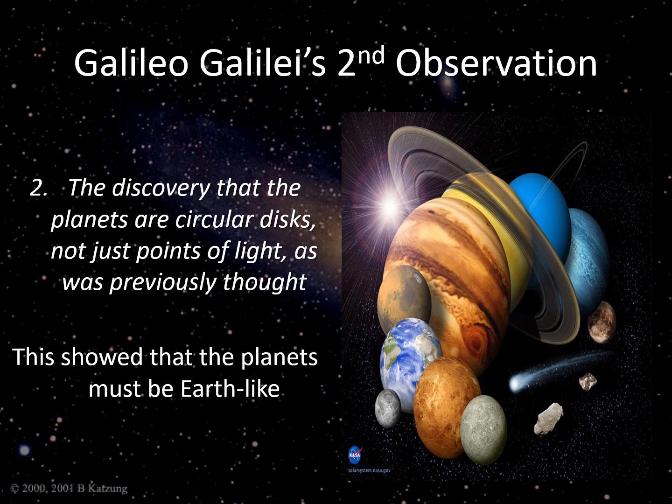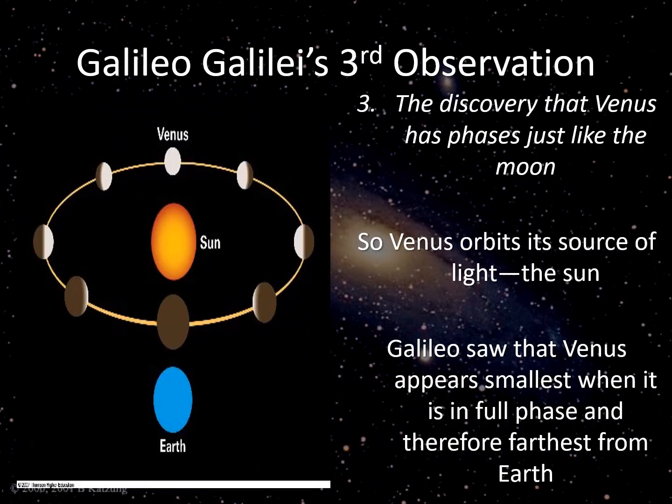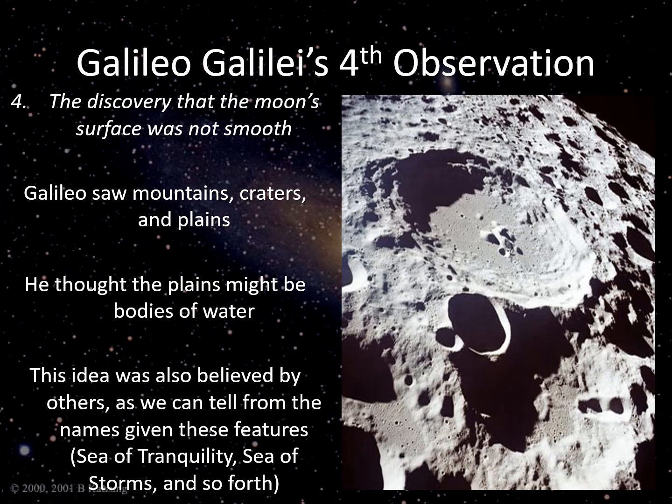Second, the discovery that planets are circular disks and not just points of light, as previously thought. This showed that the planets must be Earth-like as well. And third, he discovered that Venus has phases just like the moon, and so Venus orbits its own source of light, the sun. Galileo saw that Venus appears smallest when it's in full phase and therefore is farthest from the Earth. He also discovered that the moon's surface was not smooth. He saw mountains, craters, and plains, which can all be seen today with a normal telescope if you have one, so I highly encourage you to go out there and check it for yourself.